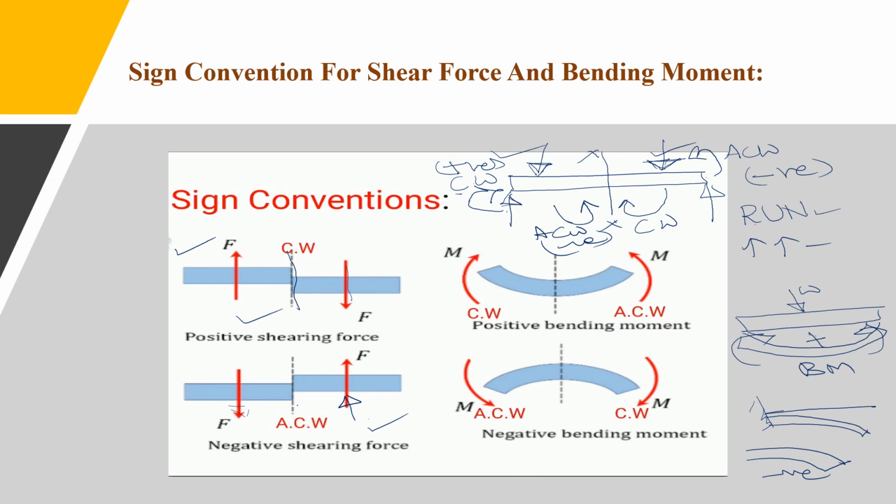For this you have to remember only that the smile is always positive and this is always negative. So this type of bending moment will always be positive bending moment and this is always negative bending moment. So this is the sign convention for the shear force and bending moment.